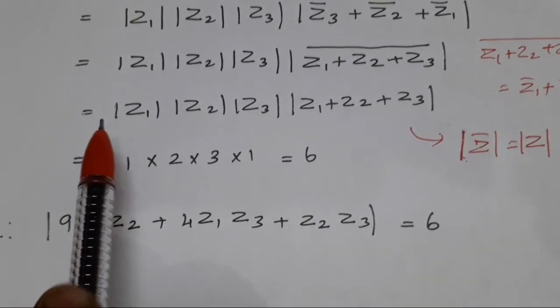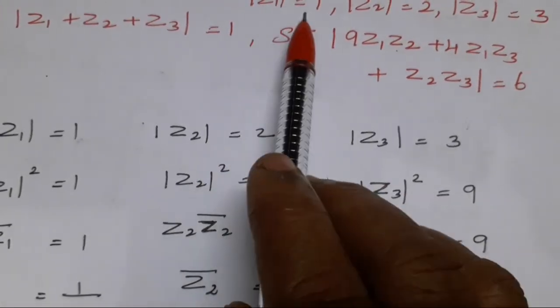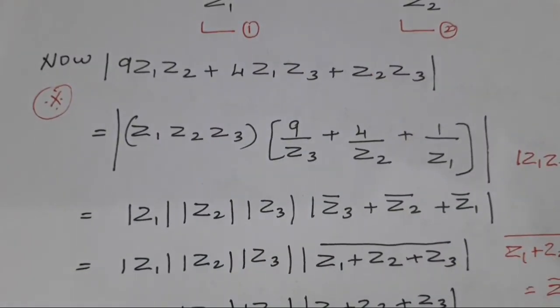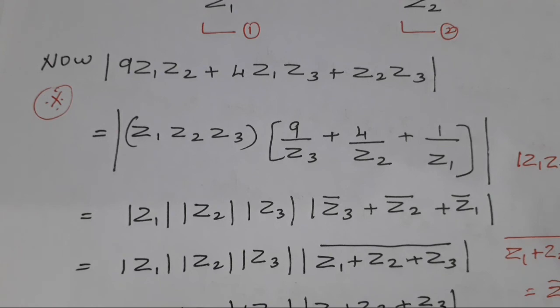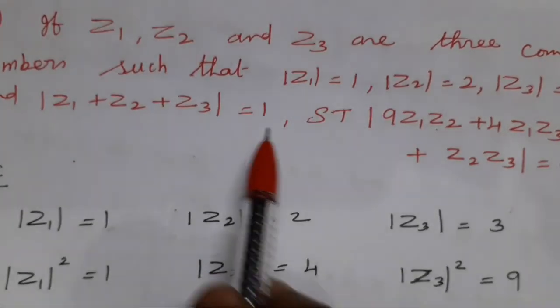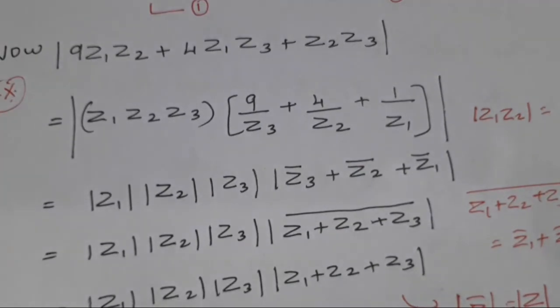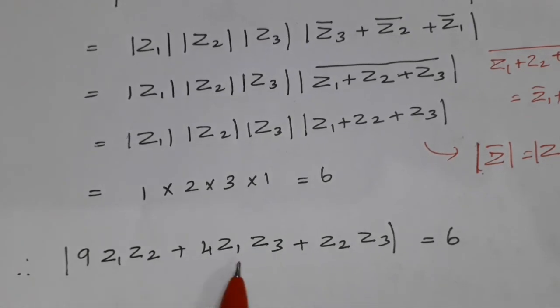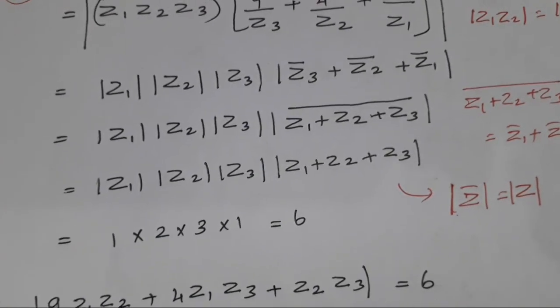Now, modulus of Z1 is what is given in the question? Modulus of Z1 equals 1, modulus of Z2 equals 2, modulus of Z3 is 3, and Z1 plus Z2 plus Z3, the question itself gives 1. So 1 into 2 into 3 into 1, what value do we get? 6. Therefore, the given question, modulus of 9 into Z1 Z2 plus 4 into Z1 Z3 plus Z2 into Z3 equals 6. Hence, we prove the result.